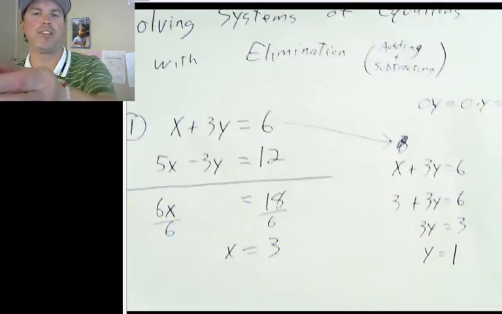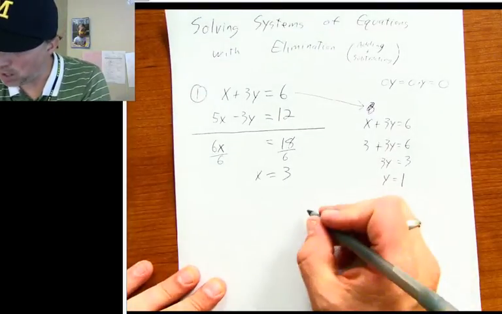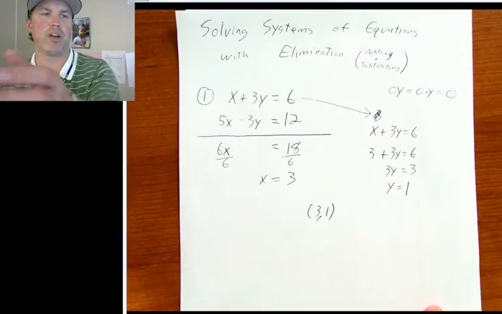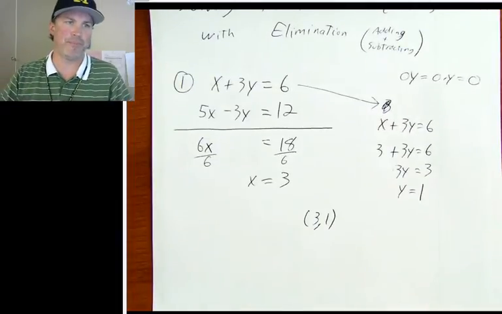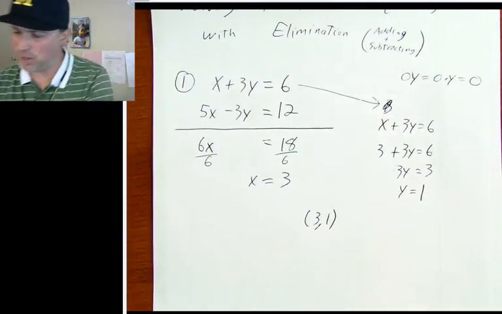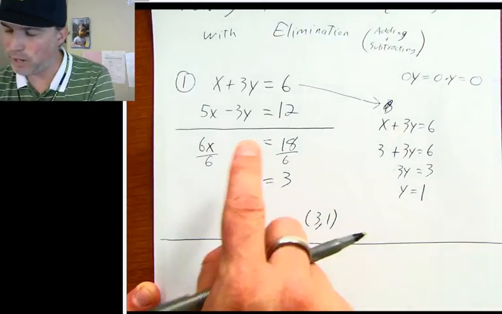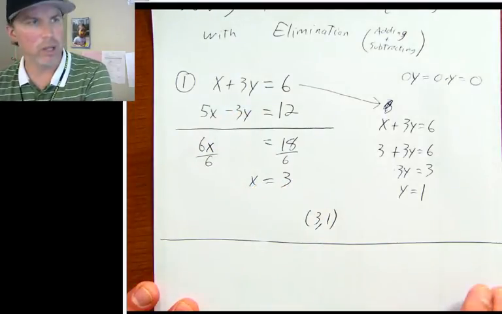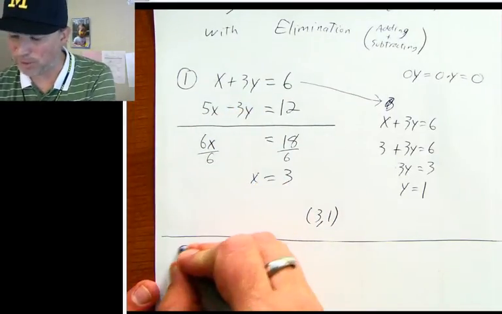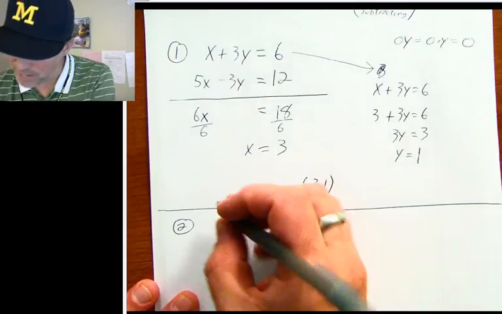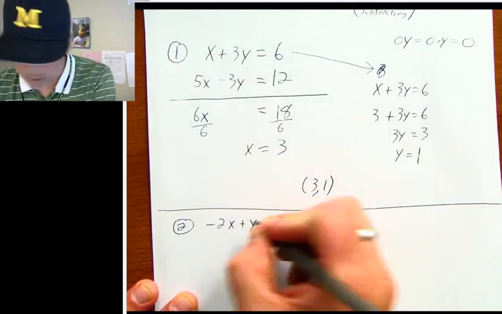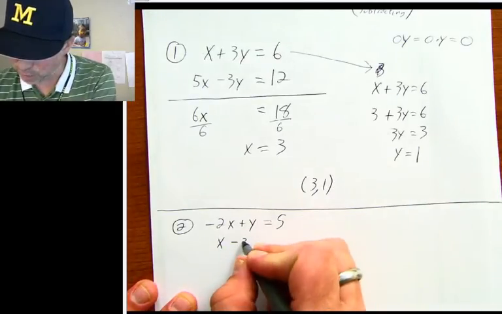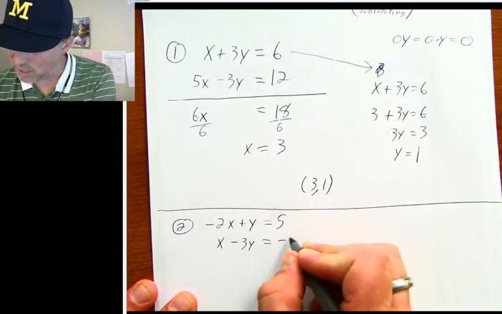And then don't forget to answer the question at the end, writing as a coordinate. So our answer was 3, 1. That was example 1. Now example 2 is going to be, what if you can't add the two equations right now and get a variable to cancel out. So I have negative 2x plus y equals 5, and x minus 3y equals negative 30.